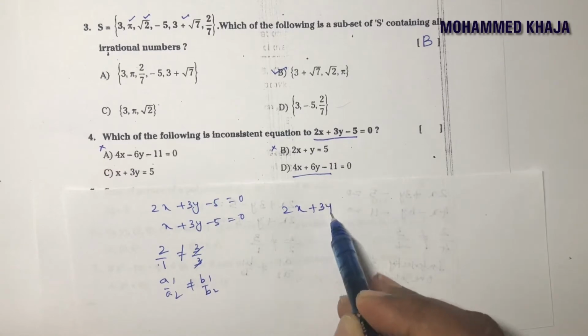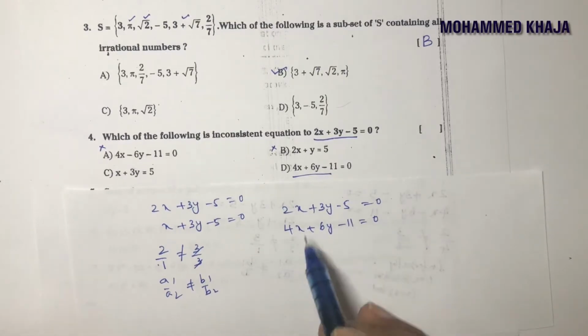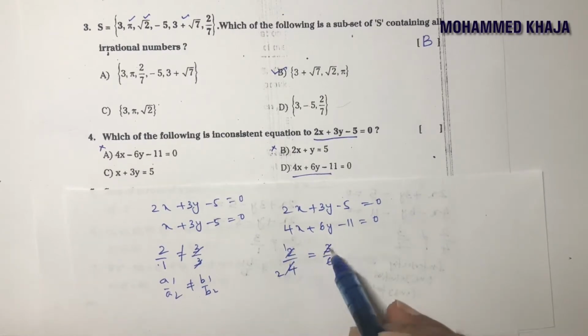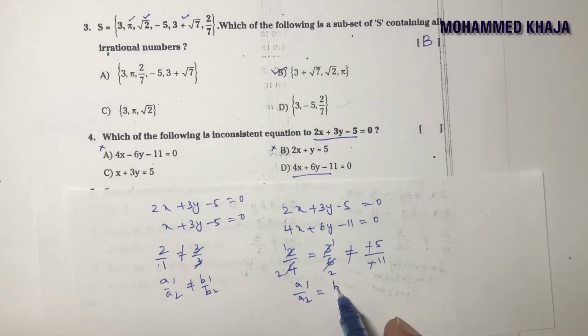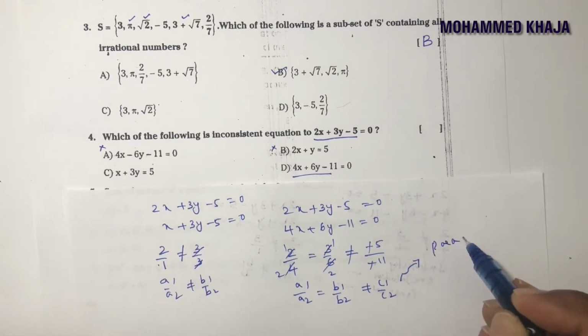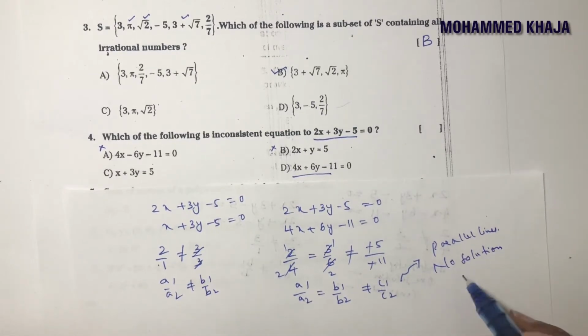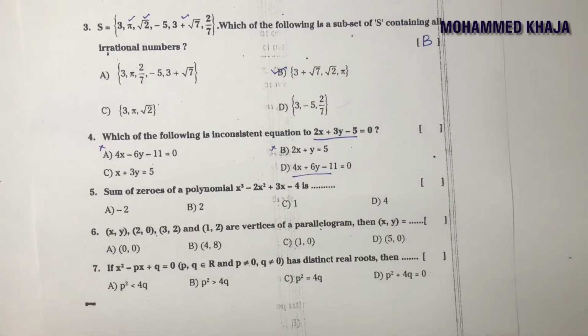2x plus 3y minus 5 equals 0, and 4x plus 6y minus 11 equals 0. See here, 2 by 4, 3 by 6: 2 times 1, 2 times 2, 3 times 1, 3 times 2. So both are equal. Then check this one, minus 5 by minus 11. So here they are not equal. So a1 by a2 equals b1 by b2 and it is not equal to c1 by c2. This is the condition for parallel lines. Parallel lines will have no solution. So the lines are inconsistent. Correct option is D. Next question.